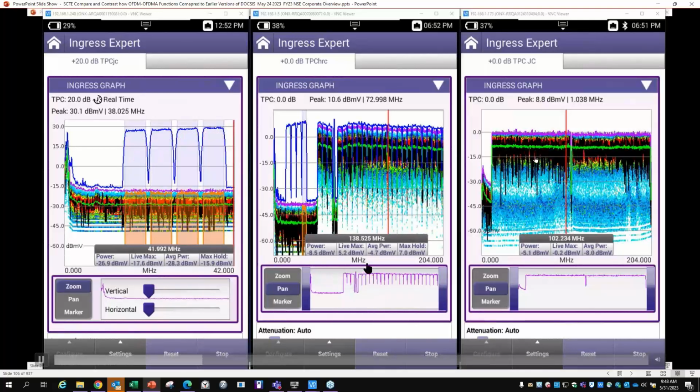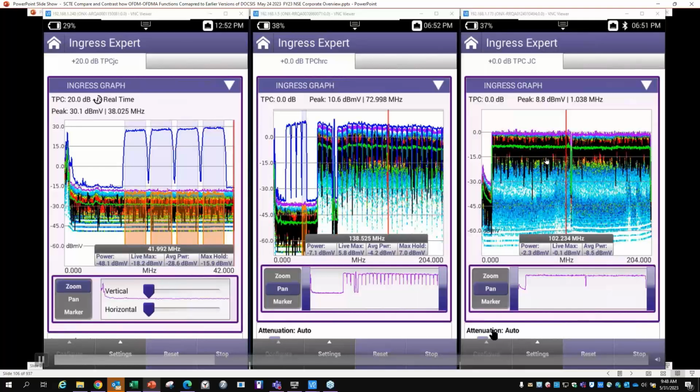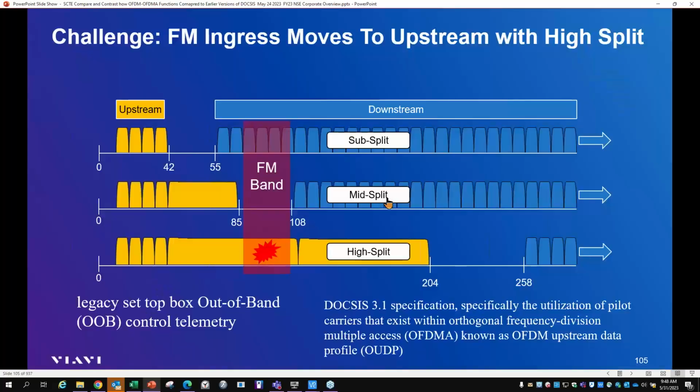All right, so this changes the paradigm of dealing with CLI too, right? So now you're going to deal with OUDP, Orthogonal Frequency Division Multiple Access Upstream Data Profile, OUDP, which is kind of a unique name, right? So if we're going to expand the network to 204, and we have the aeronautical band, for example, the modems are now going to be within the OFDMA carrier.